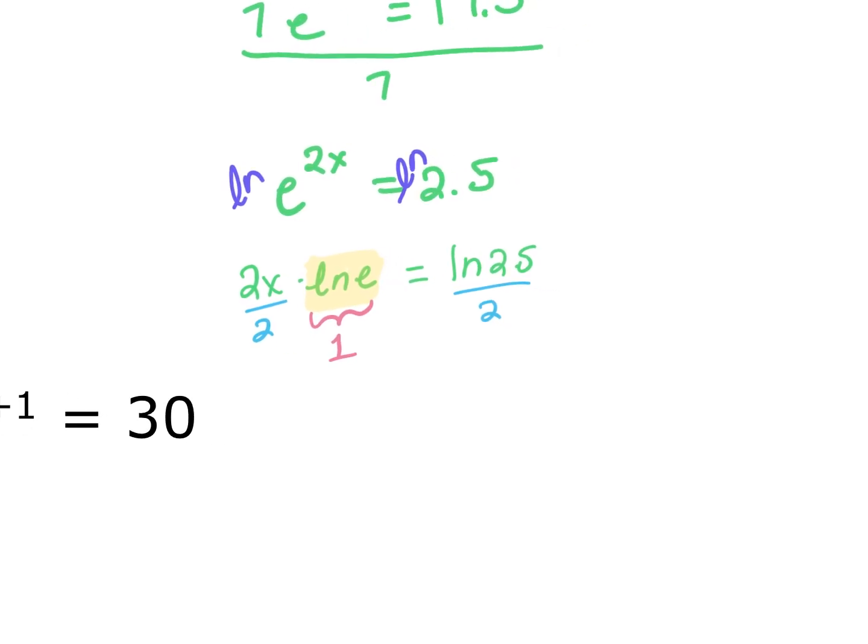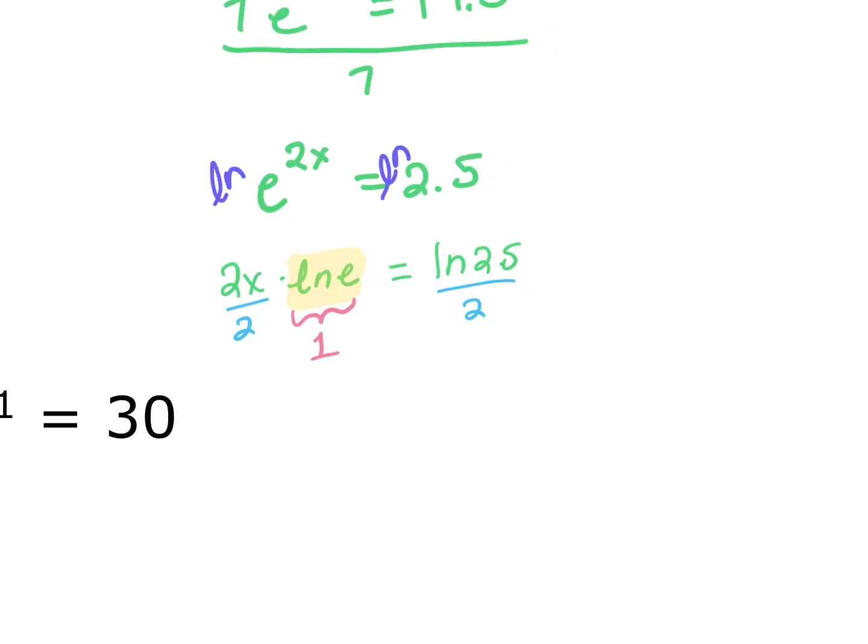So what we find then is that x, I'm going to scoot over here a little bit. We divide both sides by 2, so we get that x is equal to, x times 1 is just x. So x is equal to this ln of 2.5 divided by 2. So that's our exact answer. And then our approximate answer is that we get 0.46.